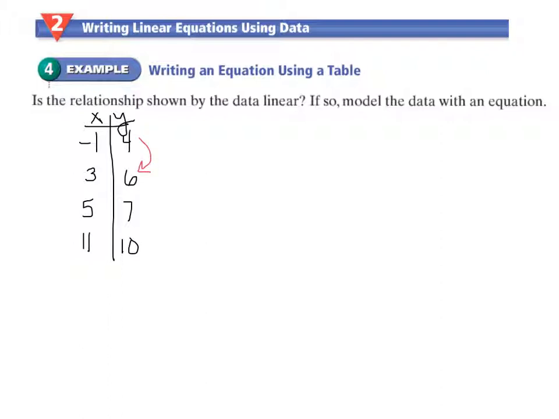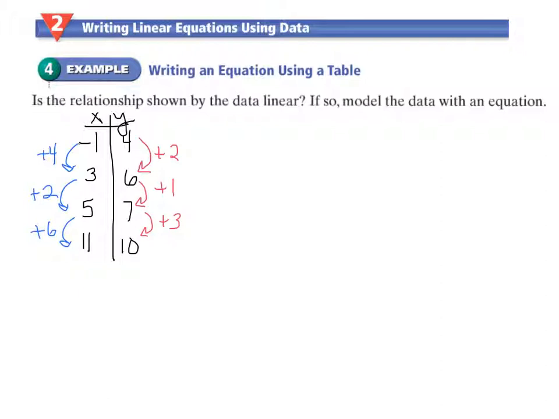So what happens to y here? It goes up by 2. What happens from y here? 6 to 7, it goes up by 1. 7 to 10 goes up by 3. You cannot just look at that and go, nope, not the same amount, not linear. We now look at the x side. Negative 1 to 3 is plus 4. 3 to 5 is plus 2. And 5 to 11 is plus 6.